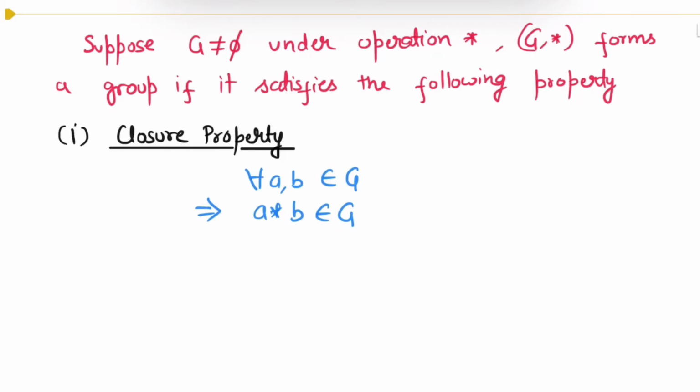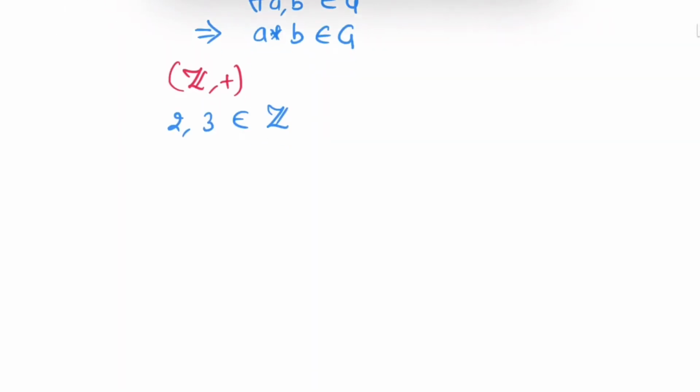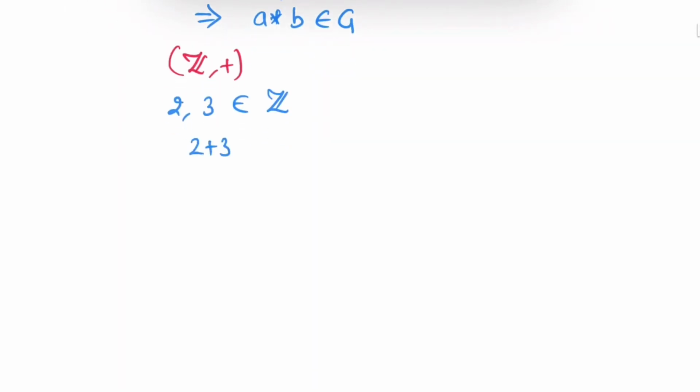For example, in the set of integers under the operation addition, if we take any two elements of Z, suppose we take 2 and 3, then if we operate them together under addition, that is 2 plus 3, this equals 5. 5 is also an integer, so it belongs to the set of integers. That means Z is closed under addition. Now let's see the second property.